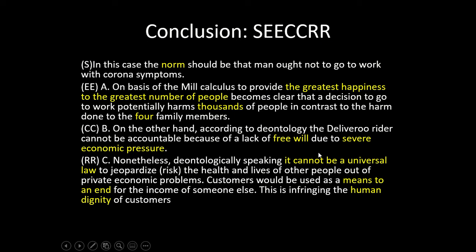and the counter argument, and there you can see that there's a typically deontological argument, because you hinge on free will and the severe economic pressure involved. And as a counter argument, or the refutation, you should involve, for instance, the universal law, the categorical imperative, and involve a second piece of jargon, a second keyword used in deontology.